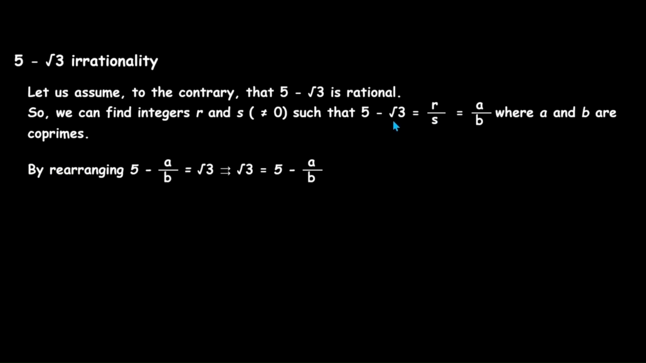So rearranging the equation, 5 minus root 3 is equal to a by b. If you bring a by b over here, it will become 5 minus a by b. And if you send minus root 3 over to the right side, it will become positive root 3. So this is what we get after rearranging: 5 minus a by b is equal to root 3. Rewriting, we get root 3 is equal to 5 minus a by b.